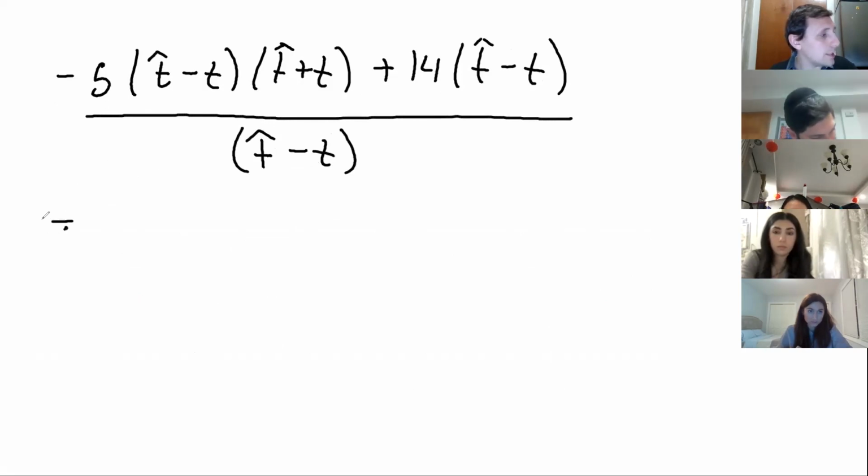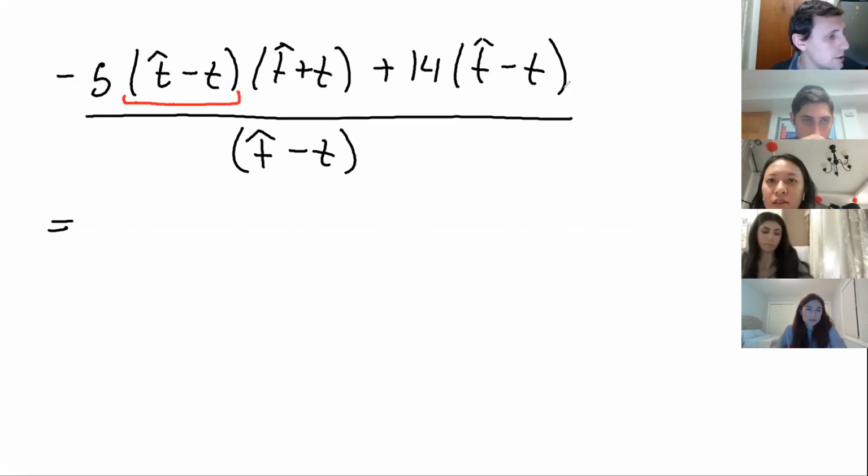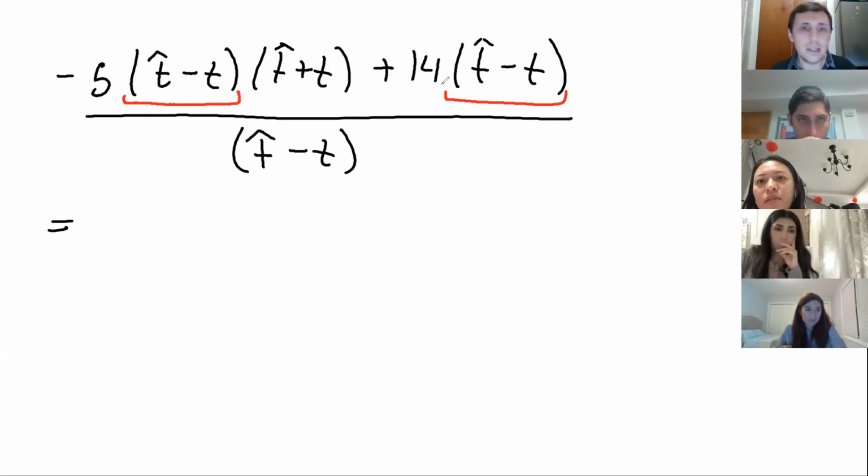Do you agree that I can factor out in the numerator? Look at it. I'm going to underline it so that you can see it again. I can factor out this and that. I will write what I factor out in red.